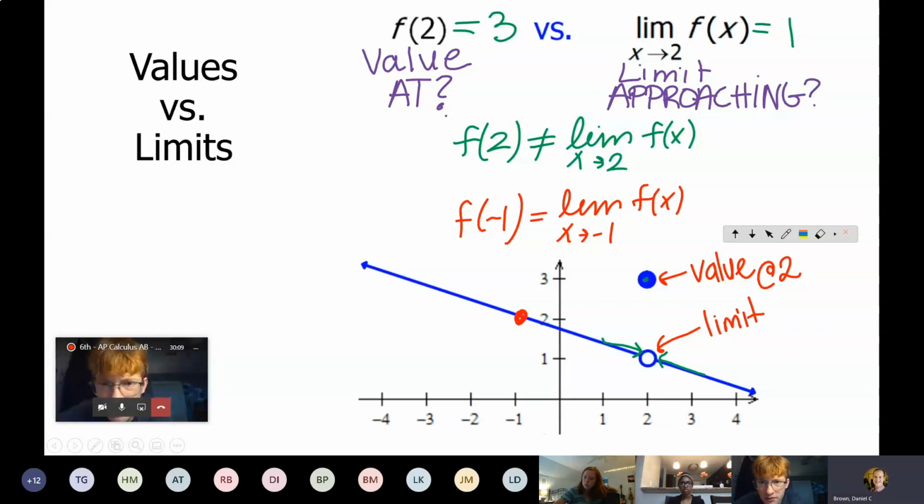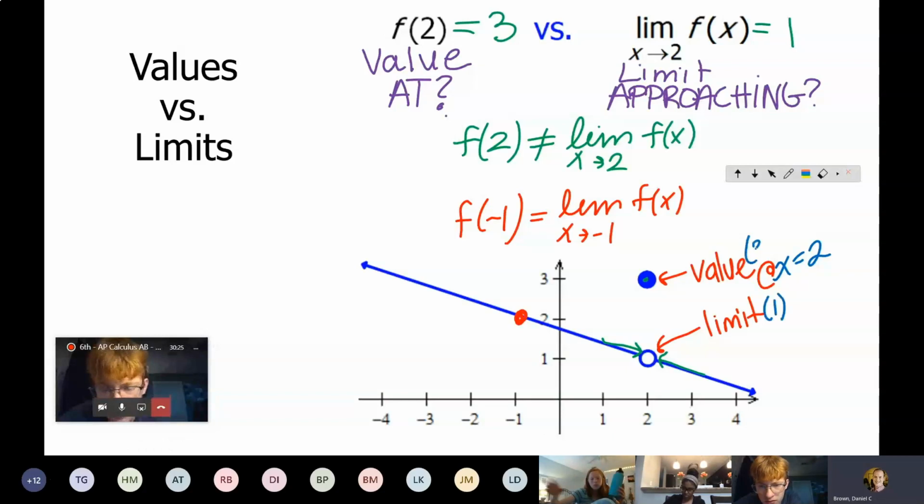Is that the y value? Yes. So when I say at 2, I'm talking about at x is equal to 2. Because in this case, the limit is the y value of 1. The value is the y value of 3.